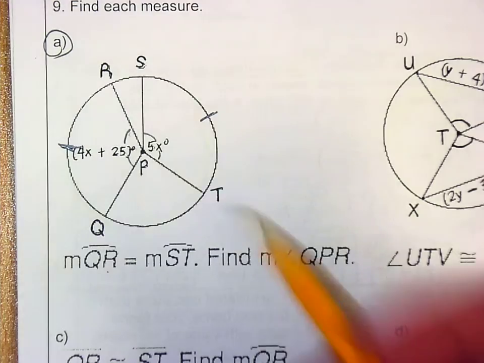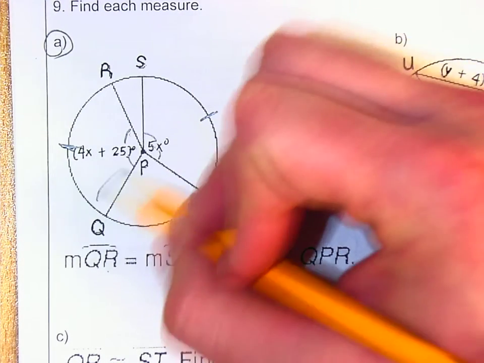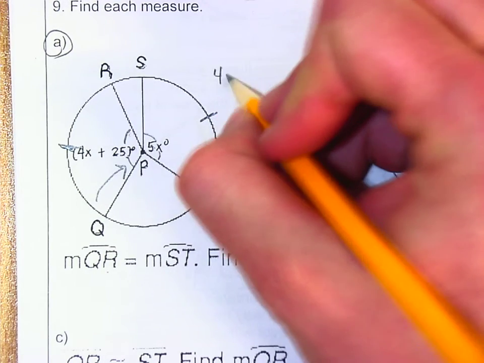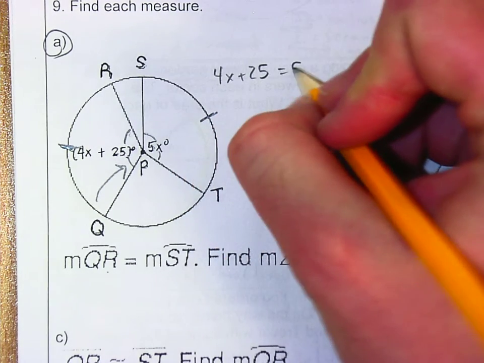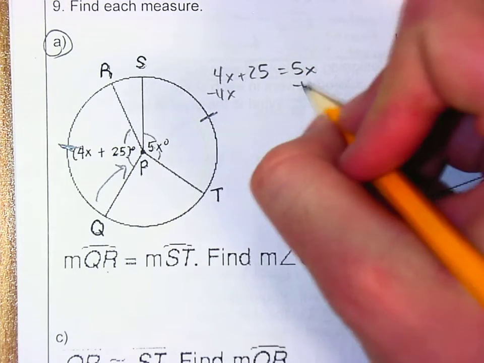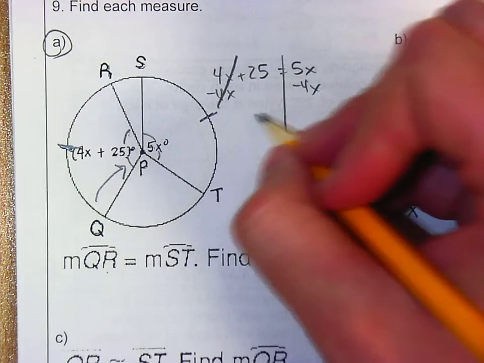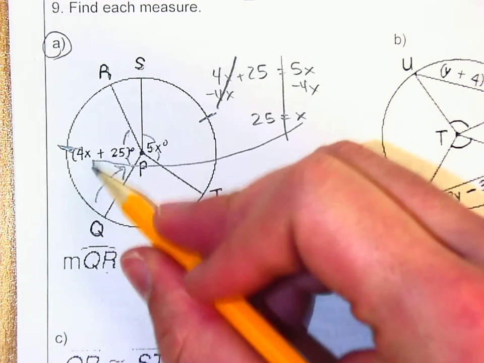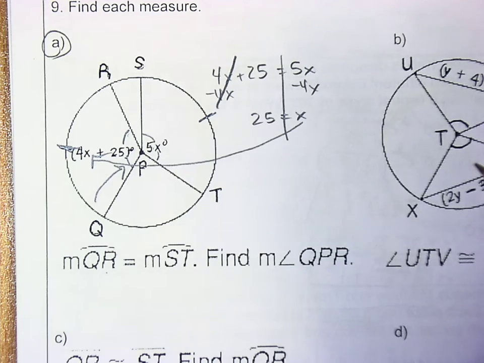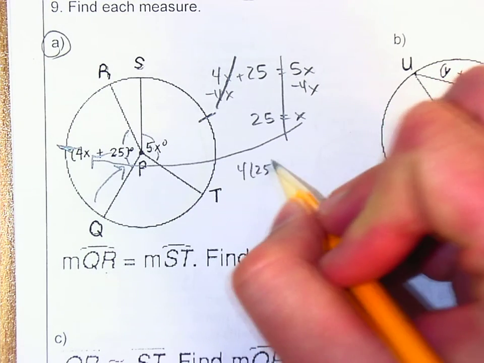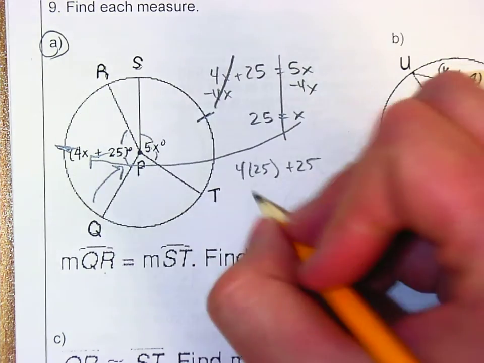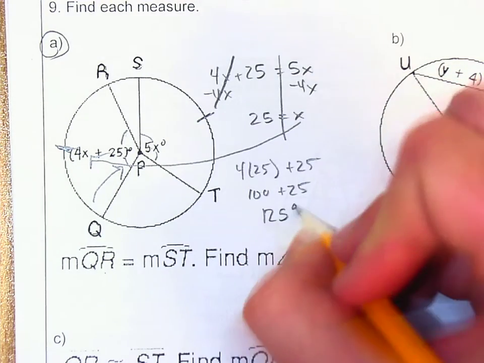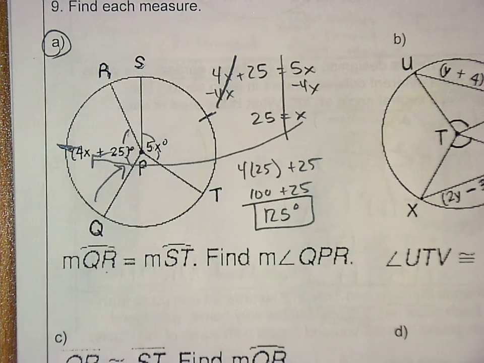All right, they want to know what's this angle here. I want to know what's QPR. What is it? Well, if these are congruent, we can just set them equal to each other. 4x plus 25 equals 5x. Subtract that 4x over. We get x equals 25. And then we can just plug that right back in. So 4 times 25 plus 25. It's 100 plus 25. So the measure of the angle is 125 degrees. Don't forget those units, degrees.